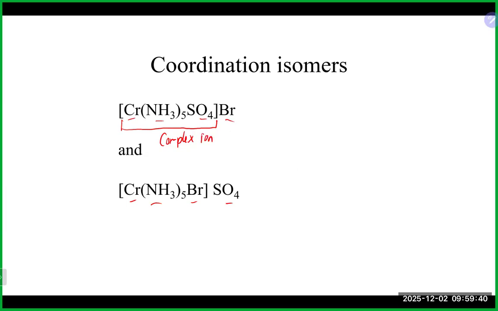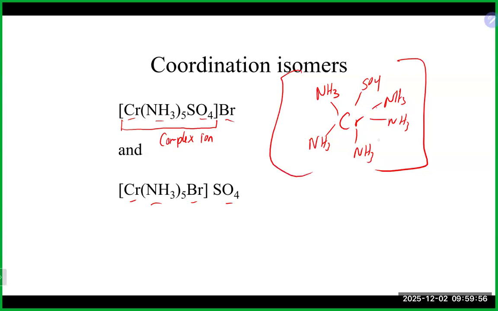And in this complex ion, we have our chromium. It's attached to our NH3s. Not drawn perfectly correct, but we'll just throw them up there. And also the sulfate here is attached as well. And that's all part of the complex ion, which will have an overall plus charge. And we have our bromide here as our counter ion.